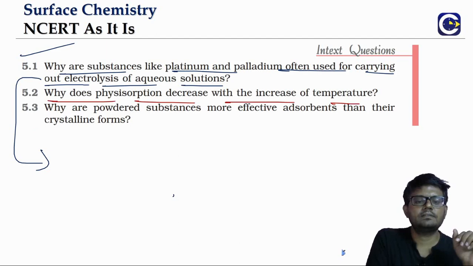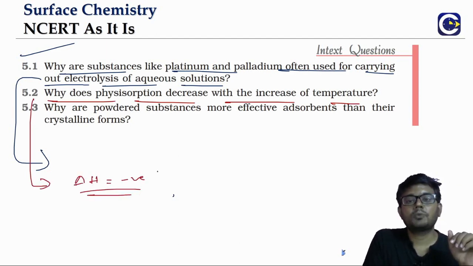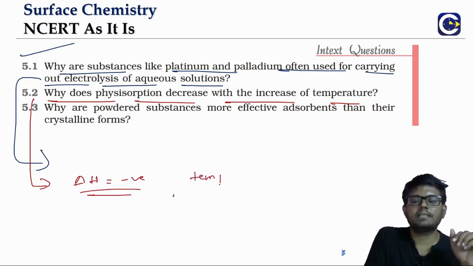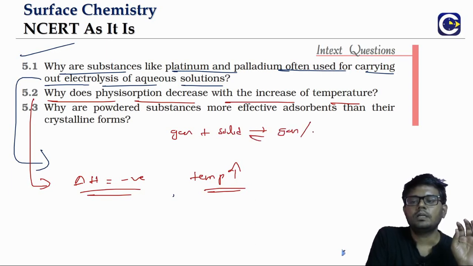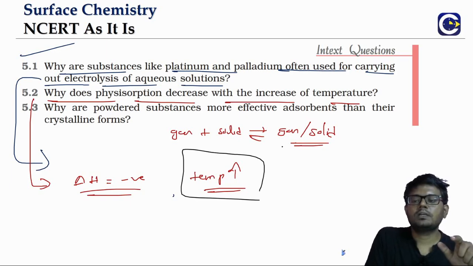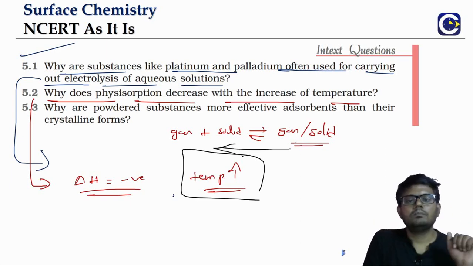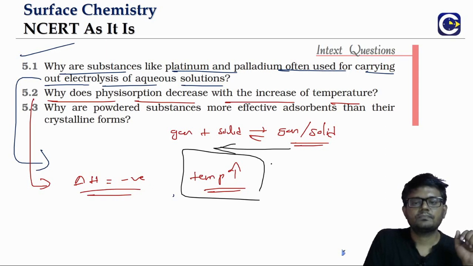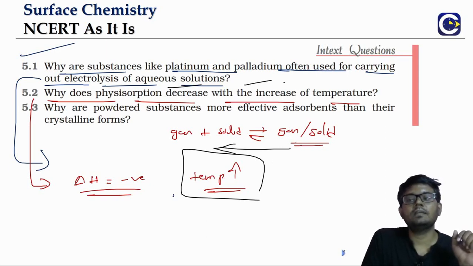What is the reason for that? It is an enthalpy negative process. What does that mean? If you increase temperature, what happens? We look at it as a process: the gas particles coming onto the surface of the solid, thereby forming gas on the solid. As per Le Chatelier's principle, this is exothermic. So if you increase temperature, the process will move in the reverse or backward direction. That's the reason why physisorption decreases with increase of temperature.